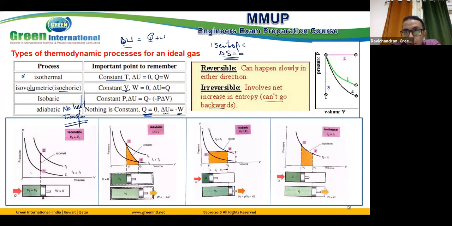Here also we can make a summary, for all the processes. This one is constant pressure, isobaric. This one is number 3, constant volume, isochoric or isometric. This one is isothermal, and this one is adiabatic. Clear?